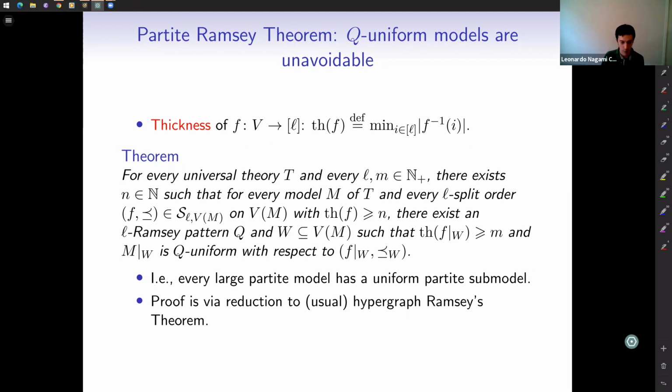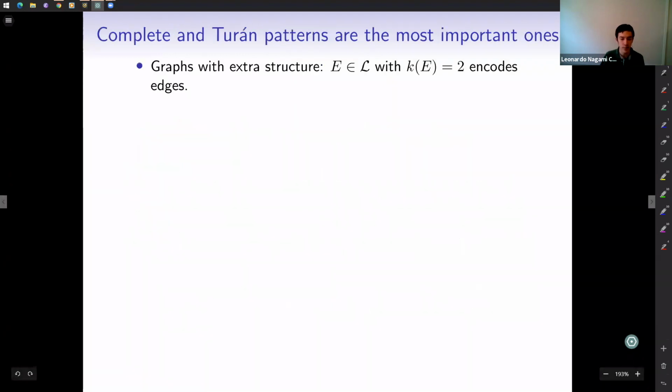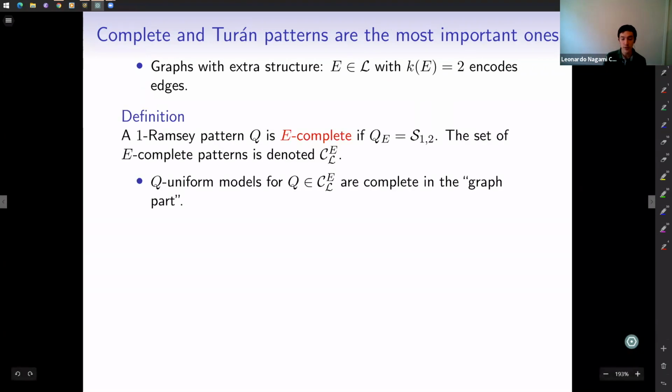Okay, now what does this have to do with the abstract chromatic number? Well, there are two particular patterns that are important for us. Remember that in our setting, we have graphs with extra structure, which means that there is a particular binary predicate symbol encoding our edges somewhere in my theory. So there are two types of patterns that are going to be very important.